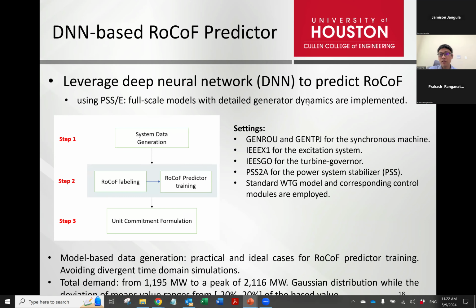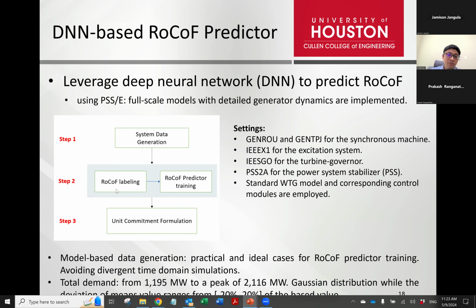On the next slide, I will explain with some details. So this is the data generation process. So we generated roughly 10,000 samples. Basically, we use this commercial software to collect the data. We run roughly 10,000 time domain simulations. We generate random load profiles, different unit commitment combinations, different generator scheduling solutions. Then we run time domain simulations. Then we'll label each data sample.